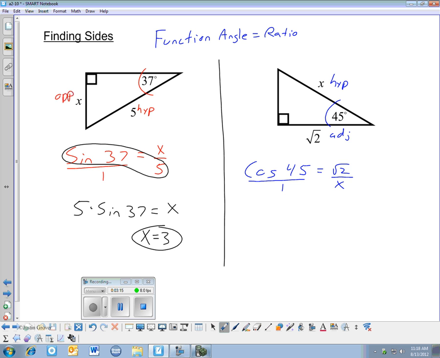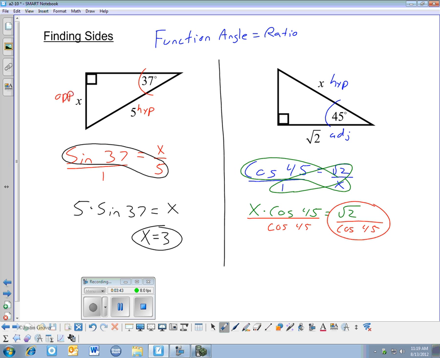Put cos 45 over 1. Cross multiply. x times cos 45 is written as x cos 45. And 1 times radical 2 is just radical 2. Now x isn't alone here because this is x times cos 45. And we know to get rid of x times something, we have to divide by cos 45. Divided by cos 45. And this is what I'm going to type into my calculator: radical 2 divided by cos 45.